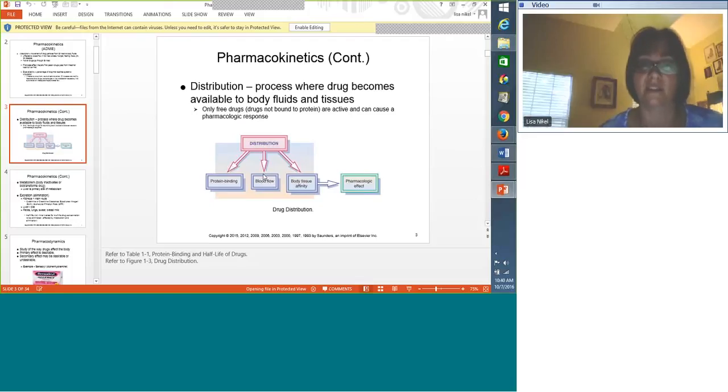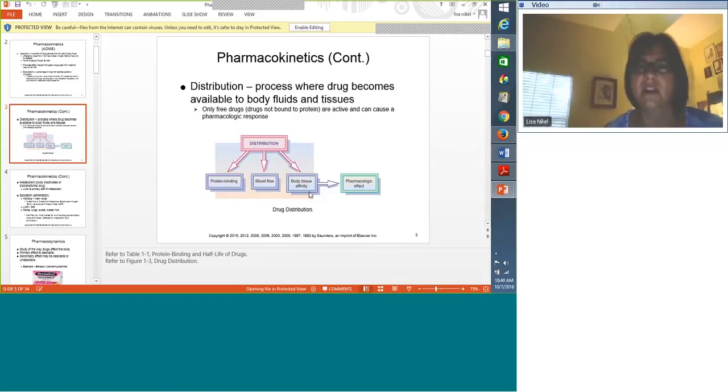We've also got blood flow as a variable when we talk about distribution, as a factor of how fast or how slow, or how effective or ineffective, that drug is going to be in getting to where it needs to be. And then once it gets circulated or delivered to where it needs to be, what's the tissue like where the drug is going? So we call that the body tissue affinity. Is the tissue receptive to the drug that's being delivered?